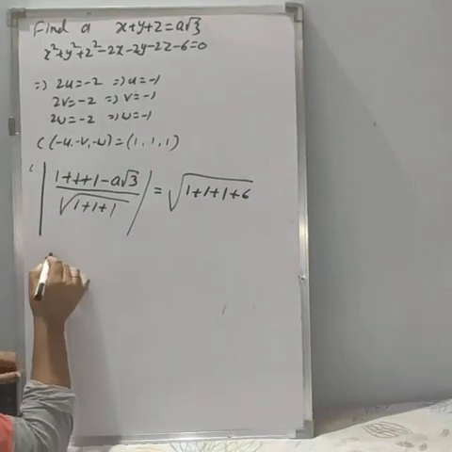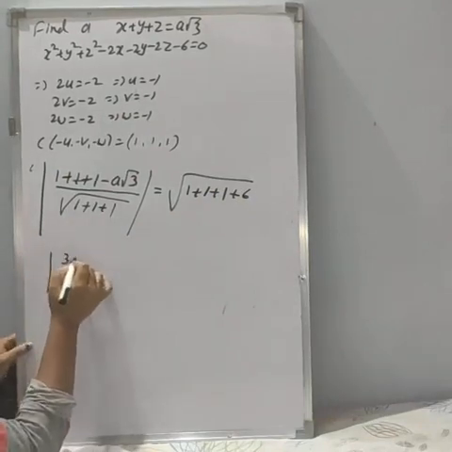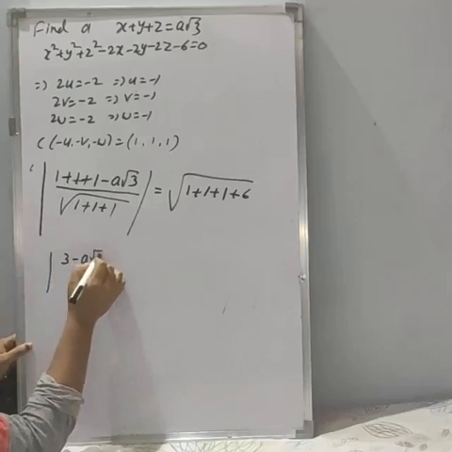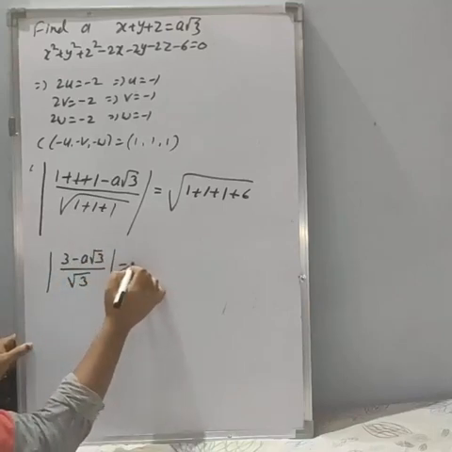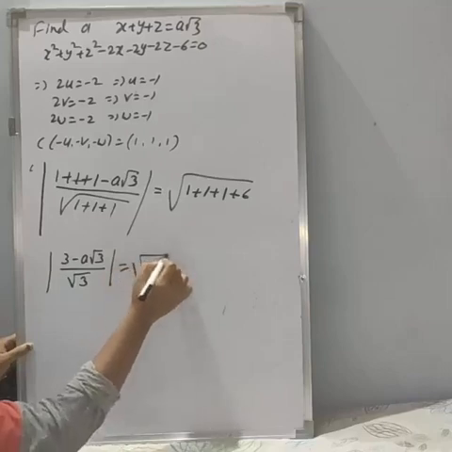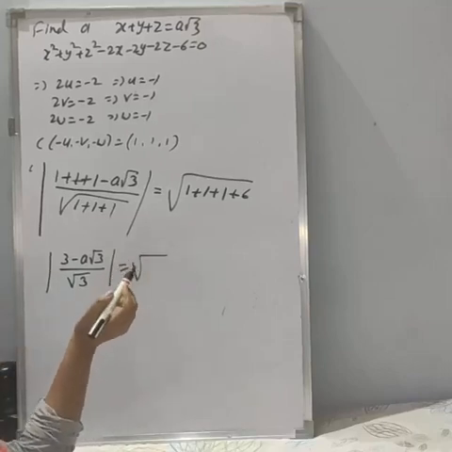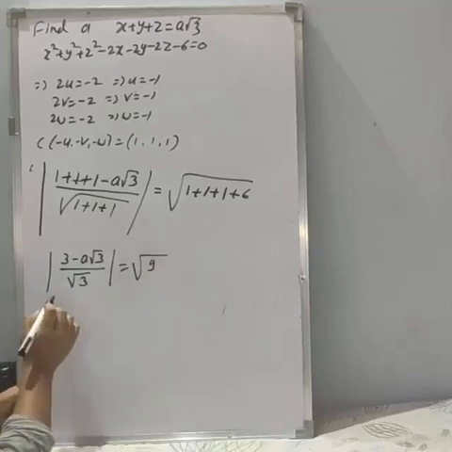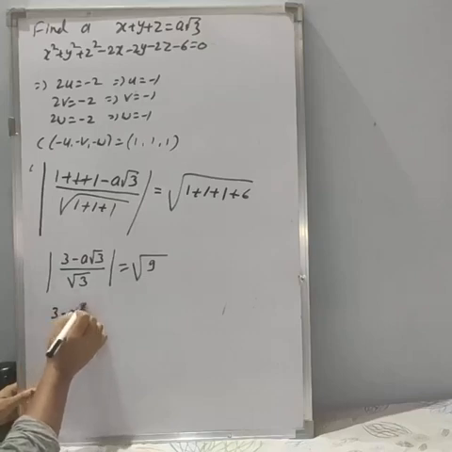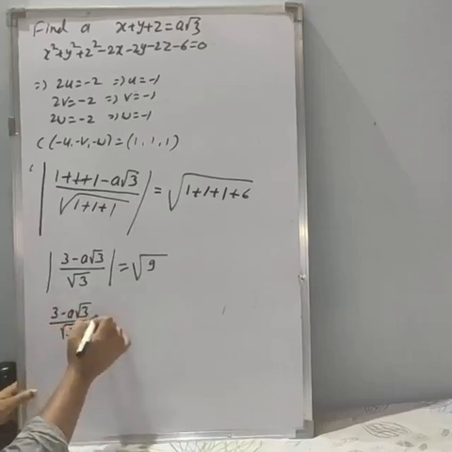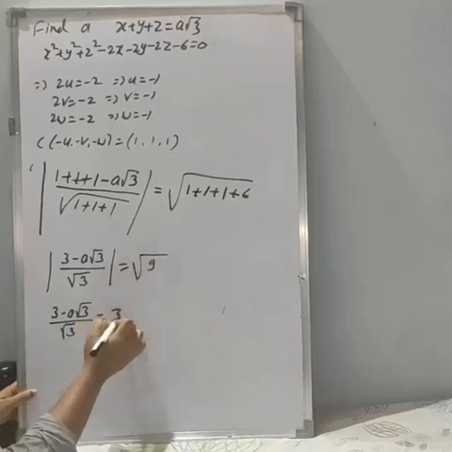Okay, solve this. 1 plus 1 plus 1 is 3 minus a into root 3 divided by square root of 3. Okay, and on this side root of 1 plus 1 plus 1 is 3, and 3 plus 6 is root 9. So we can cancel the modulus here, because you will get the same positive term. 3 minus a root 3 divided by root 3 is equal to root 9, the value is 3.